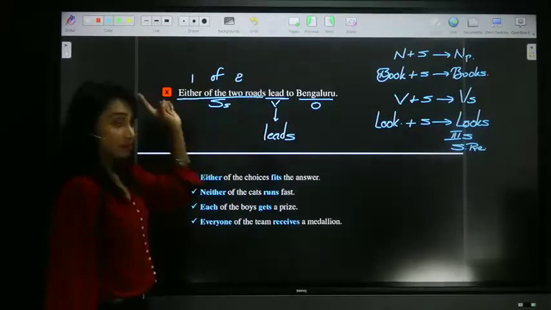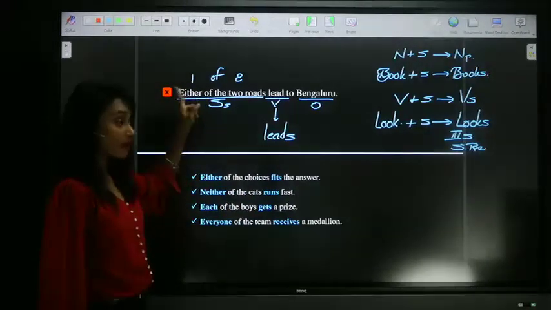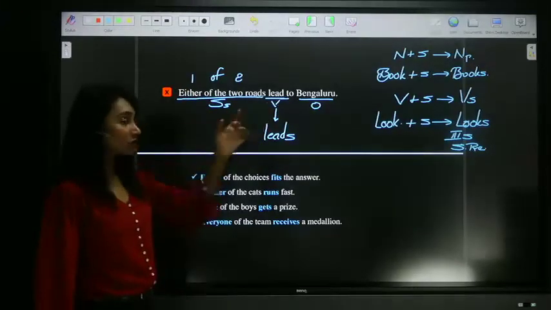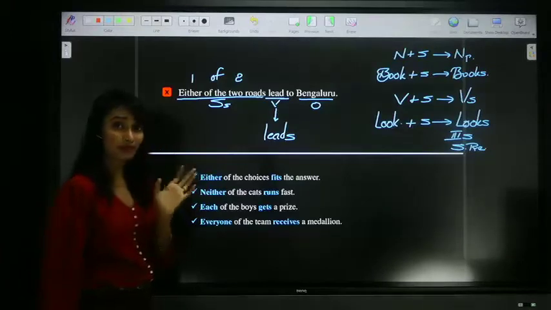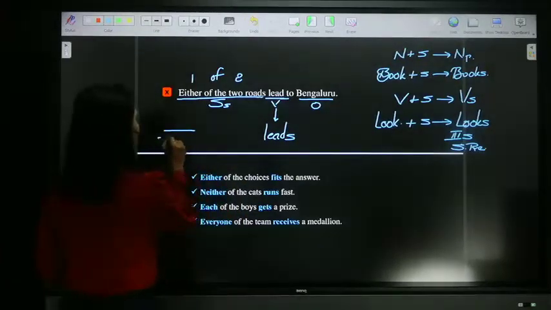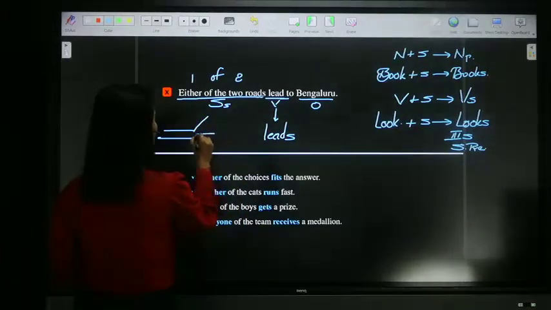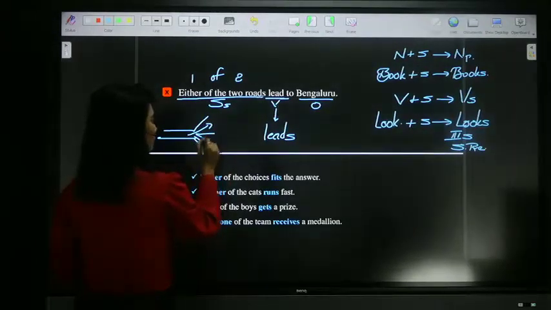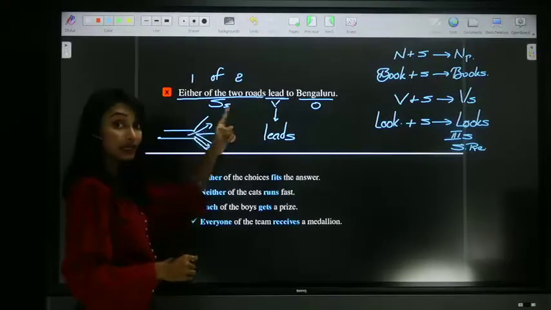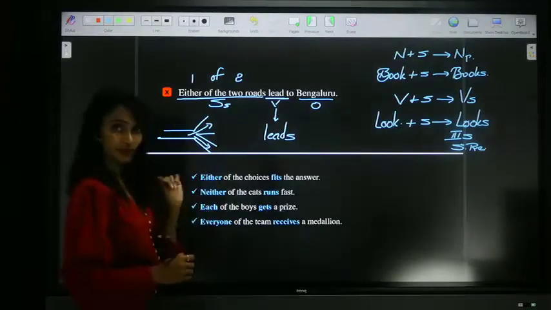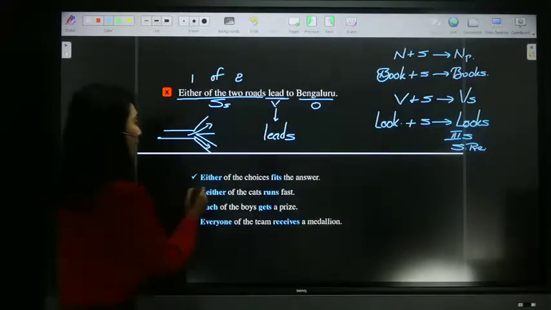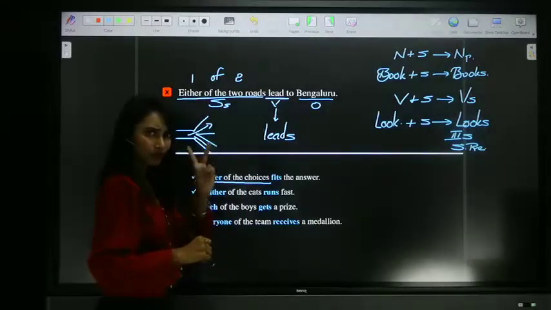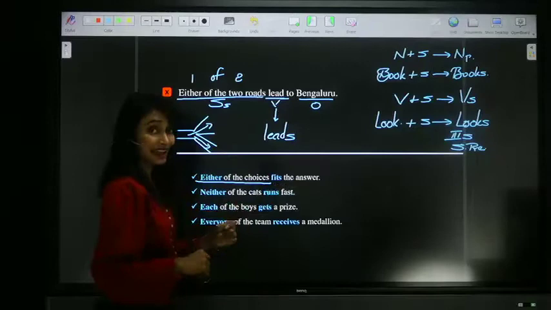One of two. That means we are talking about only one. So one road leads to Bangalore. There are two roads, but two roads don't lead to Bangalore. Only one of these two, either this or this, leads to Bengaluru. Right? Now look at this one. Either of the choices. How many? One of two. Fix the answer.